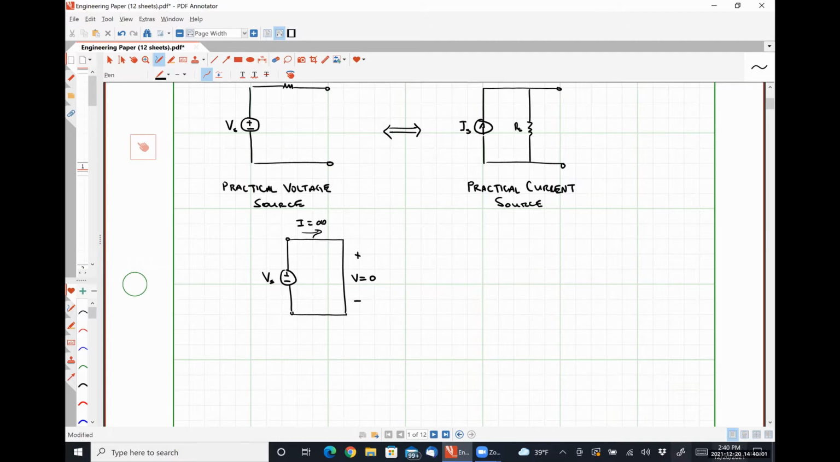We could run into a similar situation. So let's say that we have a current source, an ideal current source.